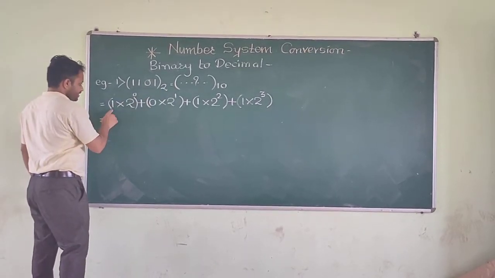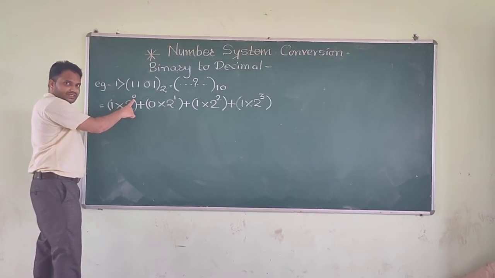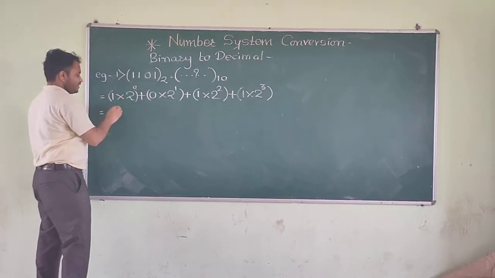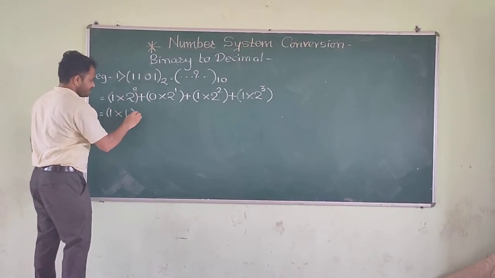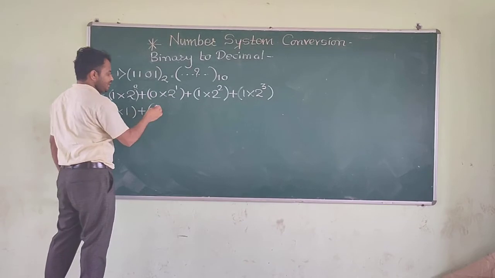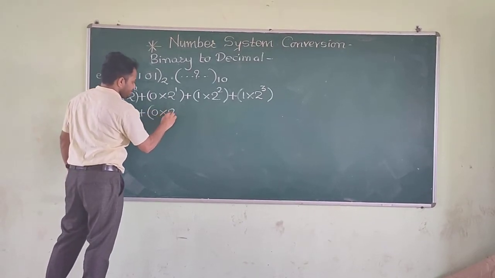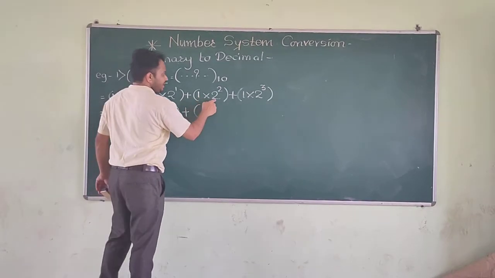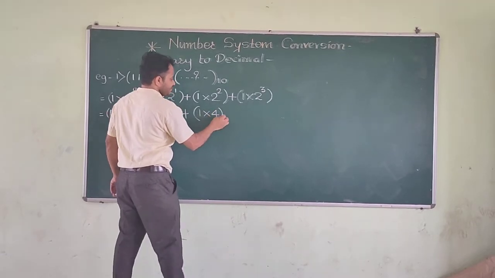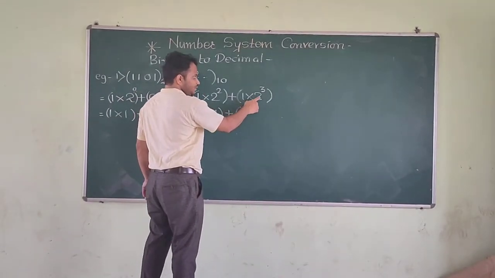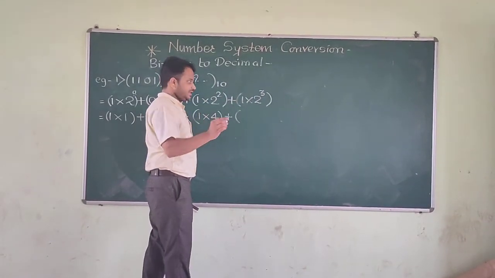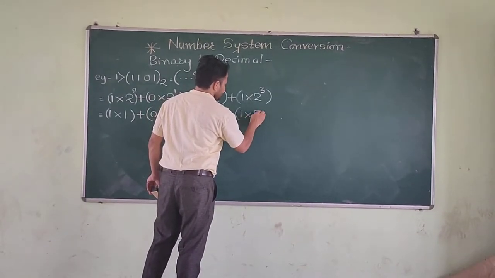So just add this number, 1 into 2 raised to 0. We know that any number having a power equal to 0, the value of the same is 1. So this is 1 into 1, plus 0 into 2 raised to 1 will be 2, and 0 into anything will be 0. So this is 0 into 2 plus 1 into 2 raised to 2. What will be the answer? 1 into 4, plus 1 into 2 raised to 3. 2 raised to 3 means 2 multiplied by 2 multiplied by 2. The answer is 8. So this is 1 into 8.